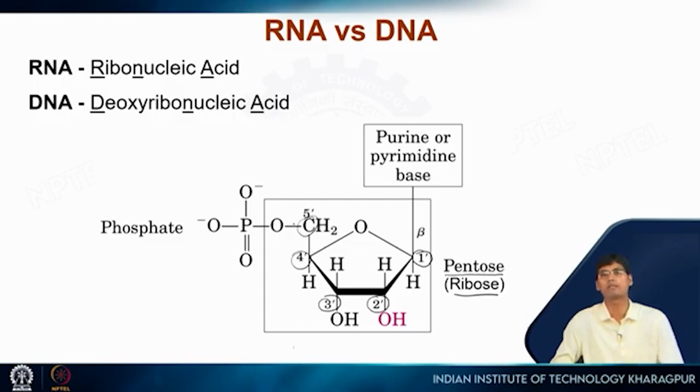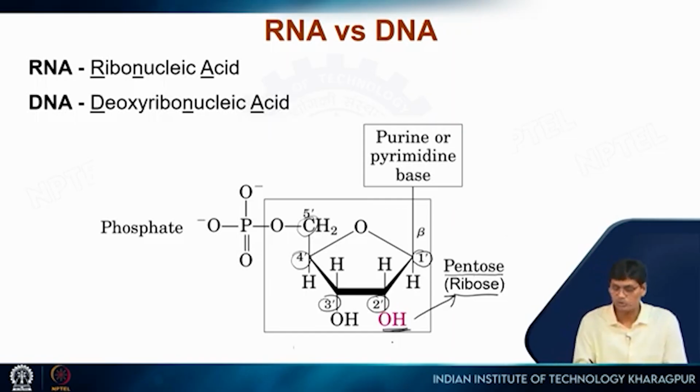So, this is a 5-carbon sugar. Now, in the 2 prime position, you can see OH is present. OH is present in the case of ribose sugar, which is present in RNA. But in the case of DNA, instead of OH, it should be just H. So, oxygen should not be there. That is why it is called deoxyribonucleic acid. So, that is the difference.